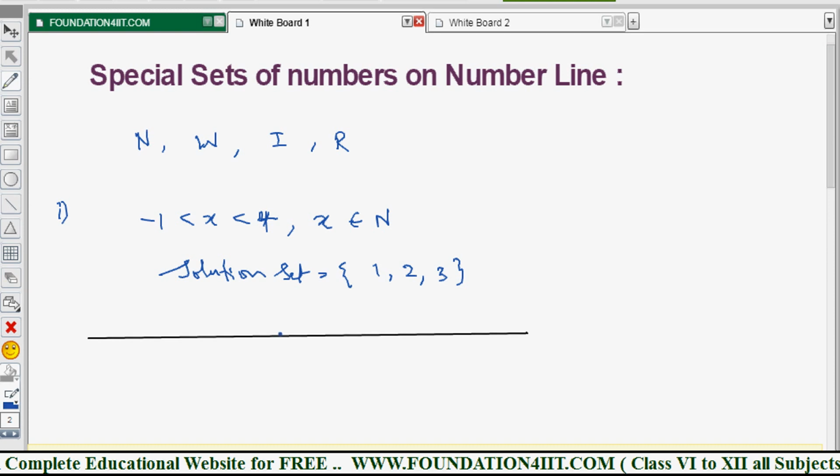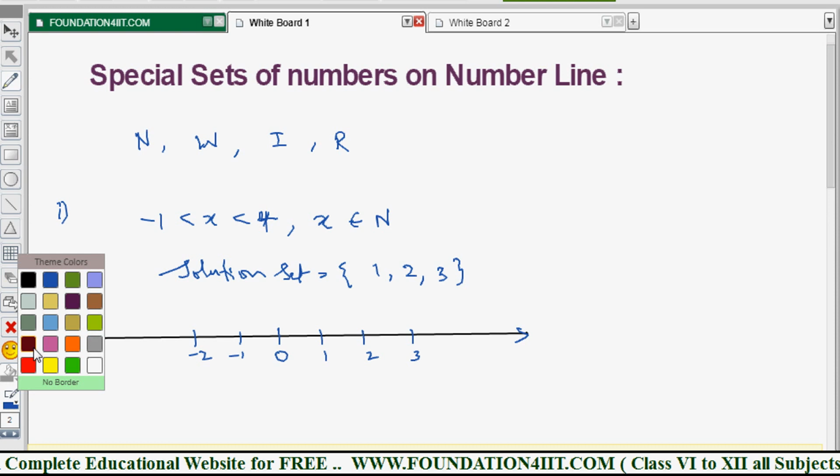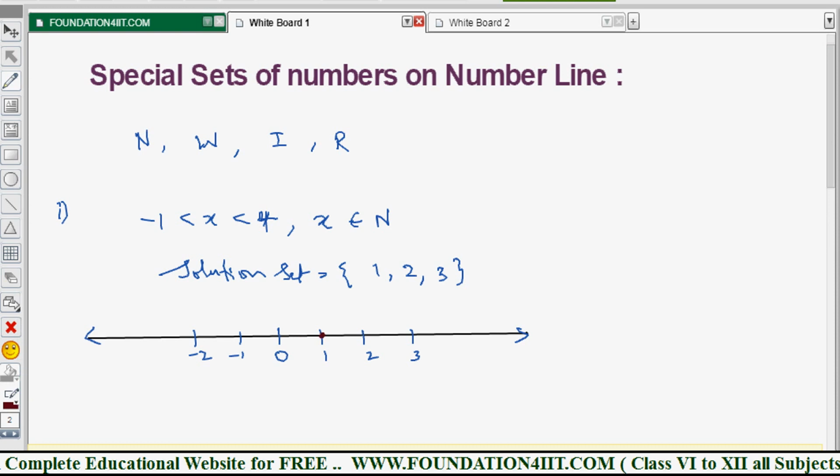Like that we can take 0, 1, 2, 3, and on this side negative 1, negative 2, and so on. Keep the number line. Now 1, 2, 3 only we need to represent. So at the places of 1, 2, 3, just put a bubble, a filled point. That means 1, 2, 3 is the solution set.